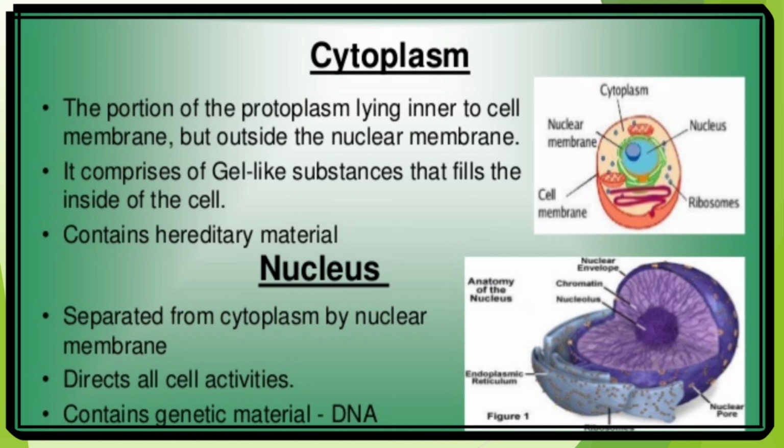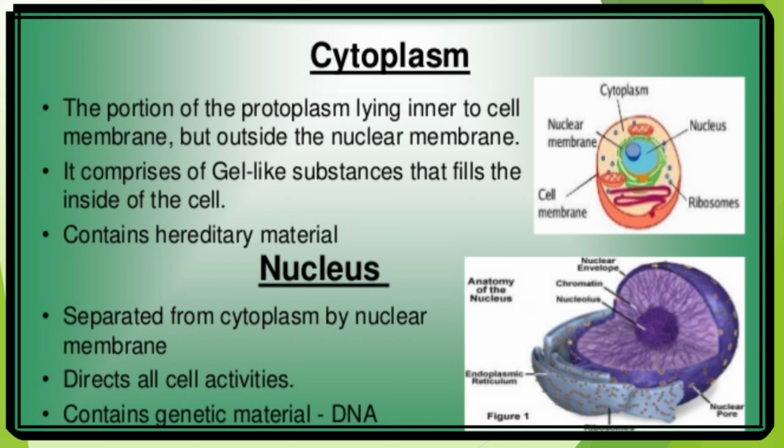Inside the plasma membrane, there is one more region present, that is the cytoplasm. You can see it in this figure. Cytoplasm consists of many organelles like ribosome, Golgi body, and endoplasmic reticulum, which we will all study in future. This whole region is called the cytoplasm. It is the portion of the cytoplasm lying inner to the cell membrane but outside the nuclear membrane. You can see in the figure, inside the cell the nucleus is present at the center, and the region outside it is called cytoplasm.